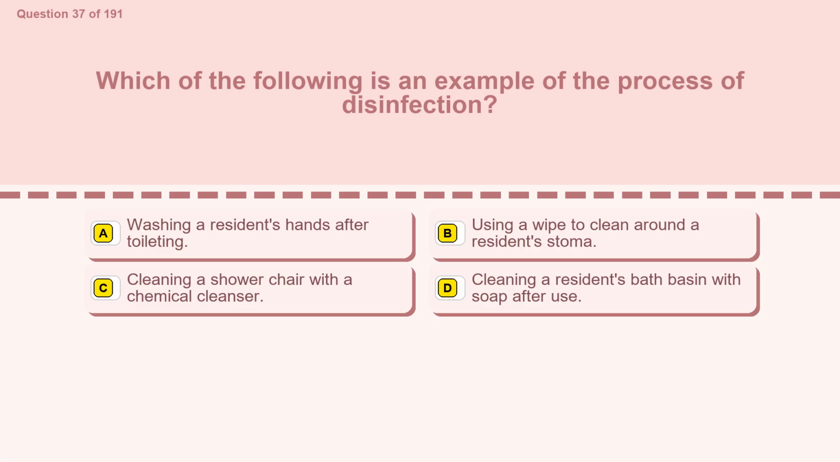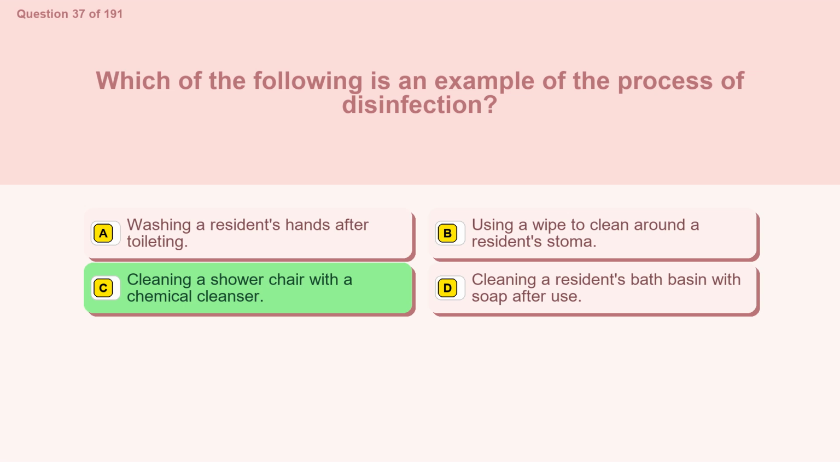Question 37. Which of the following is an example of the process of disinfection? Option A. Washing a resident's hands after toileting. Option B. Using a wipe to clean around a resident's stoma. Option C. Cleaning a shower chair with a chemical cleanser. Option D. Cleaning a resident's bath basin with soap after use.